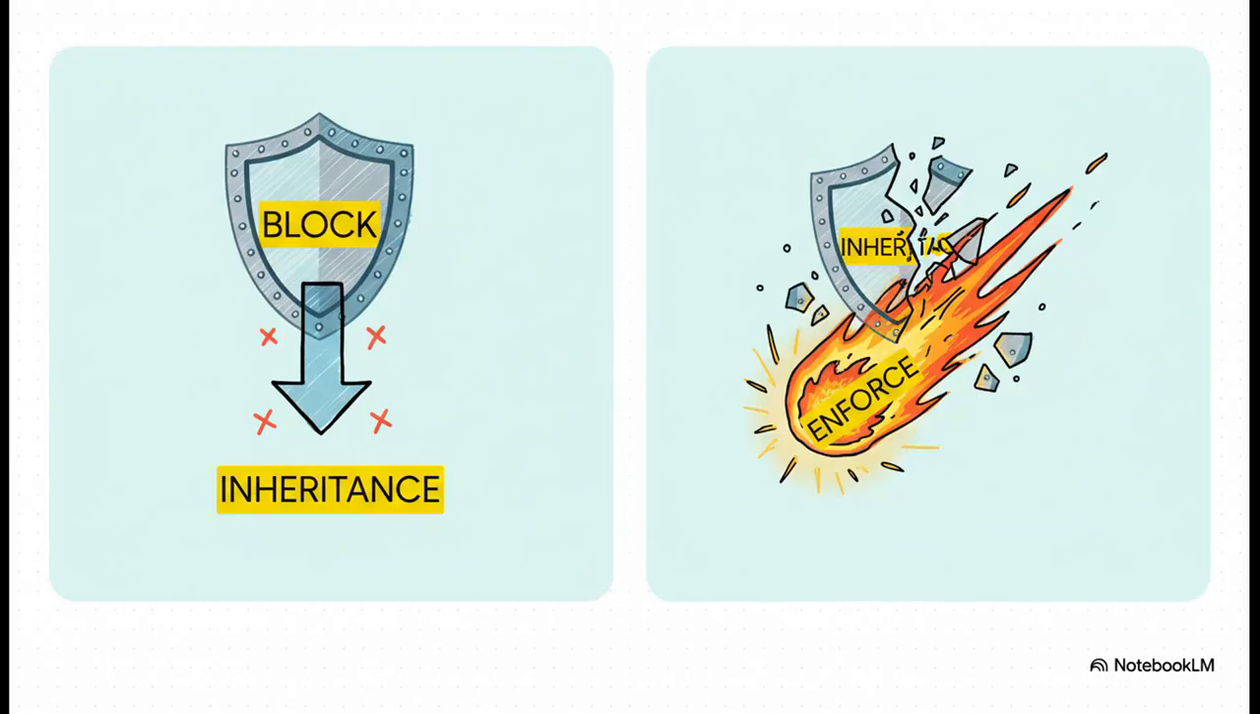Now let's talk about how to break those rules. You've got block inheritance, which you set on an OU to stop policies from flowing down from above. But then you have enforce, and that's the counter move. You set enforce on a GPO link, and suddenly that policy becomes unstoppable. It pushes all the way down, overriding any blocks in its path. Just think of it like a battle between top-down control and local autonomy.